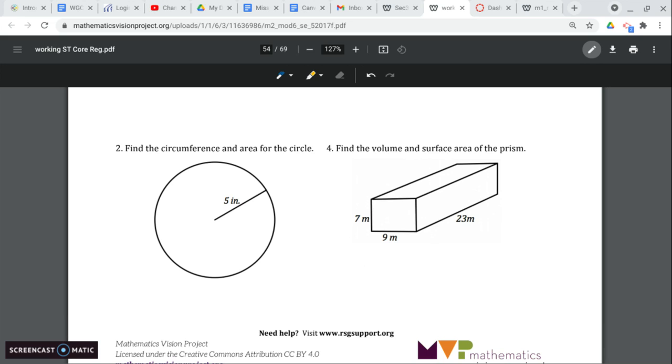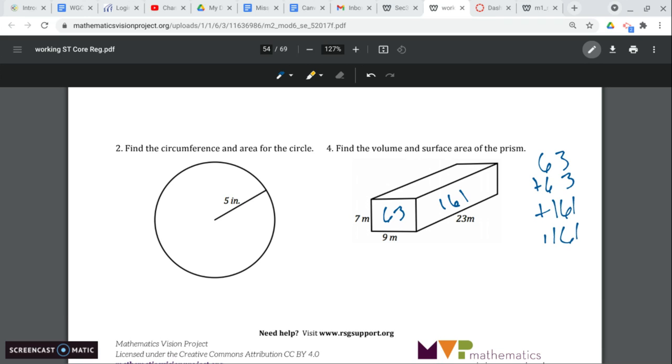Remember, surface area, you have to find the area of all of the faces of this rectangular prism. Remember, it has 6 faces, and there's 2 the same. So like the area of the front here, 7 times 9 would be 63. That means there's also a 63 in the back. So we'd have 63 plus 63 plus, here we have 23 times 7. 23 times 7 is going to give us 161. So this side here is 161, as well as in the back on the other side.